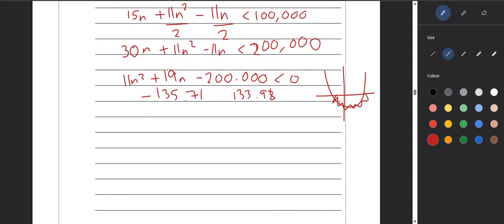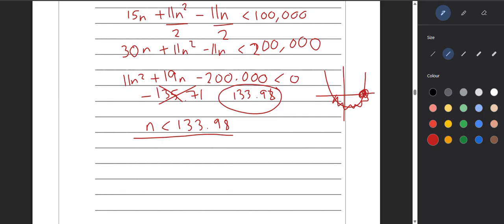But let's think about it. For a series, it's not going to be negative. It's not going to be that negative value there. So we'll get rid of that, because we can't have negative terms. It doesn't make any sense. So this is my highest value here. If you think about it, that would be basically this value on my graph here. So we want values lower than that. So I know, therefore, that n has to be less than 133.98.